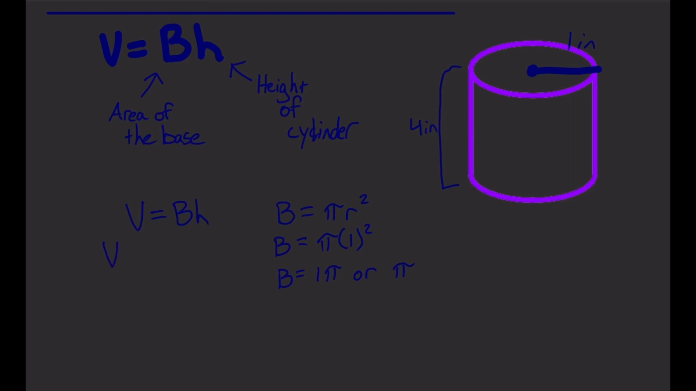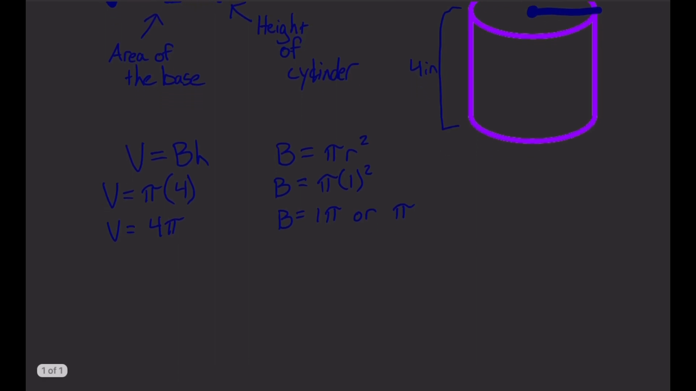So now we have our volume equals base times height. So our base in this case is pi, and our height in this case is 4. So let's go ahead and multiply it out here. So V equals 4 pi. Normally there'd be another number in front of that pi, which would make it a little more hard, but this time we'll do it like this.